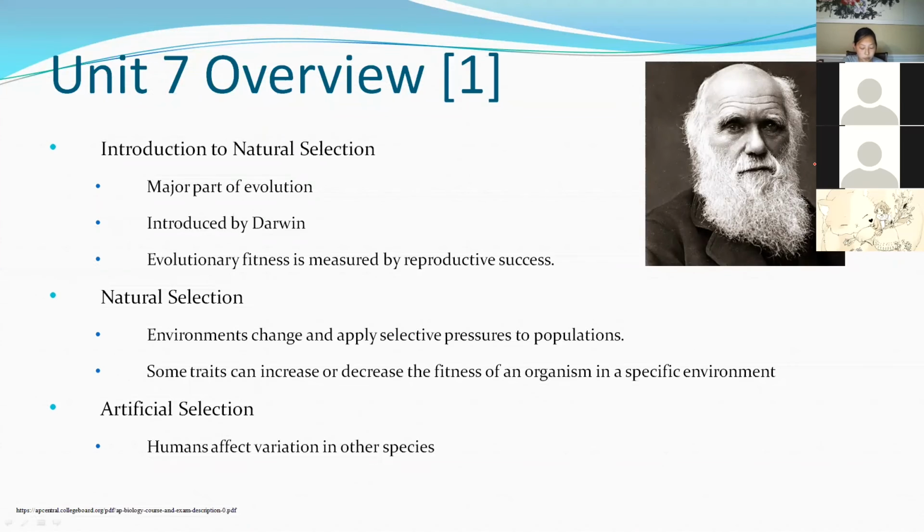So it basically states that evolutionary fitness is measured by reproductive success. So being able to reproduce is what defines how fit you are. Natural selection has a couple of basic things, which is that environments apply some sort of pressure to a population, and then certain traits can increase or decrease the fitness of an organism in a specific environment.